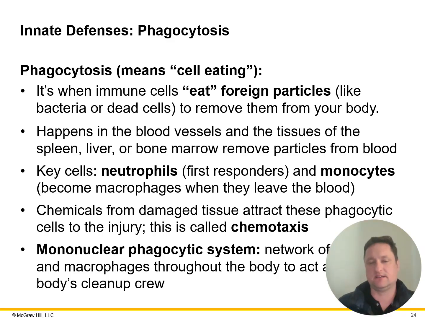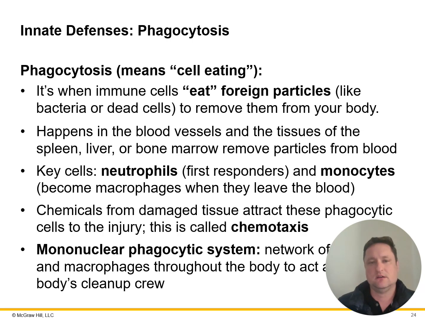All right, the next innate defense, phagocytosis. Phagocytosis literally means cell eating. It's how certain immune cells engulf and digest foreign particles, bacteria, dead cells, and debris, for example, and then remove them from the body. It occurs within blood vessels and in tissues where blood is filtered, especially the spleen, liver, and bone marrow.